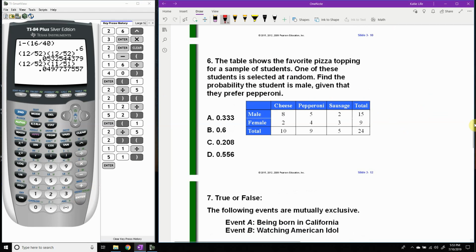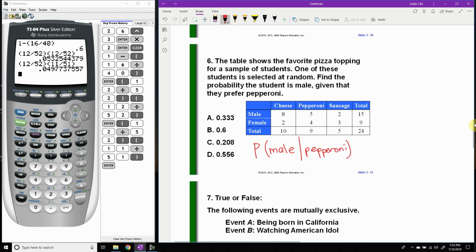Number 6. The table shows the favorite pizza topping for a sample of students. One of these students is selected at random. Find the probability the student is male given that they prefer pepperoni. So let's practice that notation again. Probability of being male given that they prefer pepperoni.